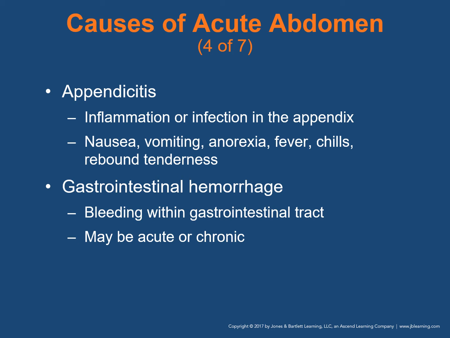Gastrointestinal hemorrhage, so bleeding in the gastrointestinal tract, internal bleeding in the intestines, will cause an acute abdomen. The problem is that it can actually be a chronic condition, so bleeding that's happening over time in small amounts, but once it hits a certain level of pooled blood in the gastrointestinal tract, you may have a sudden onset of pain.